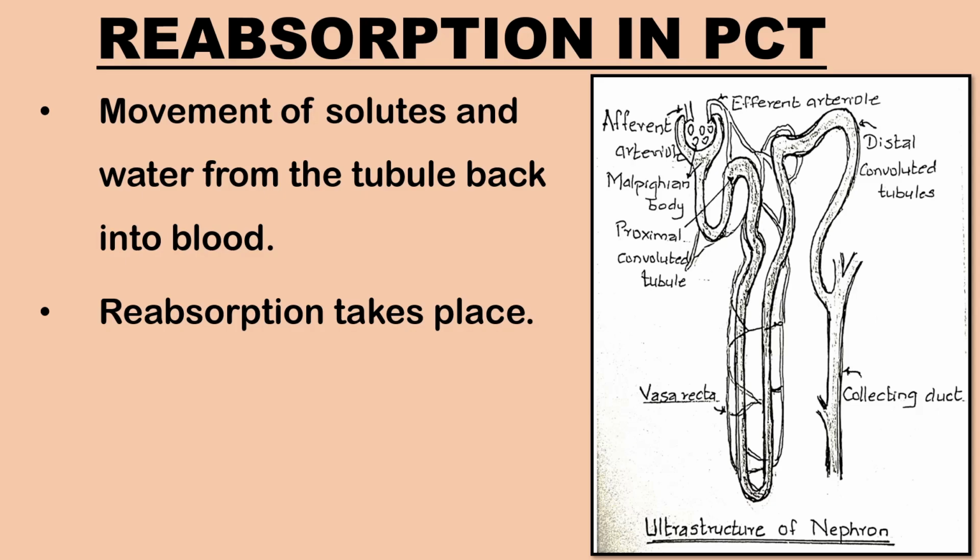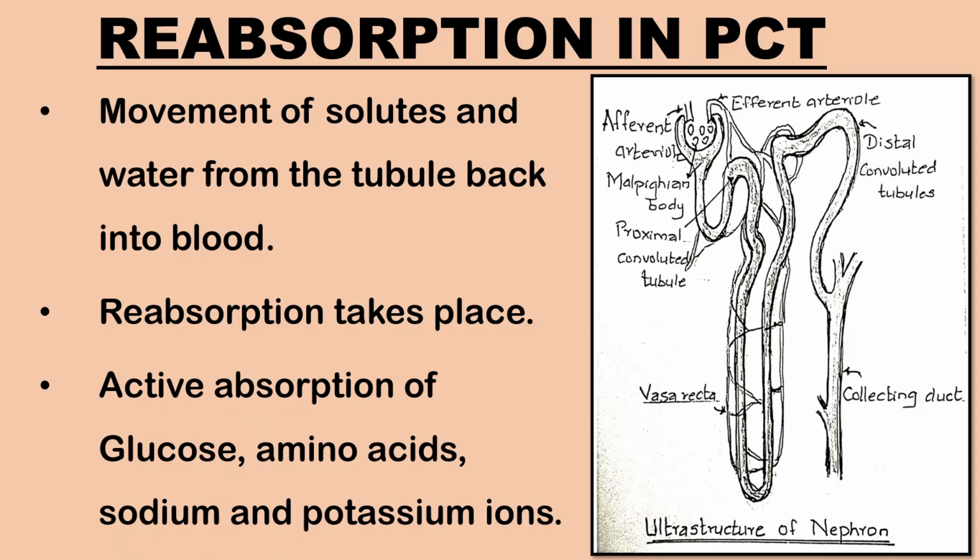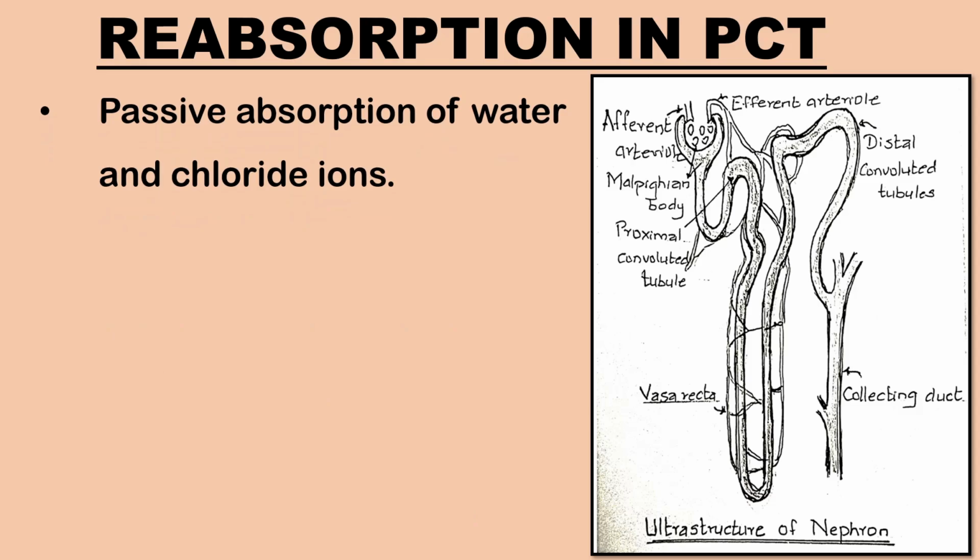The movement of water and solutes through the walls of capillaries occurs either by active or passive process. Glucose, amino acids, sodium ions, potassium ions, and calcium ions are absorbed actively, while water and chloride ions are absorbed passively.